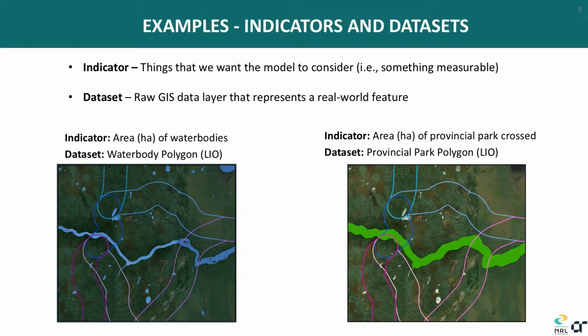So let's move to the next slide and talk a bit about indicators and data sets. Again, indicators are things we want to consider, something that's measurable. They can serve as layers in this overlay analysis, this multi-criteria analysis. Another example would be the area of water bodies affected by the construction of the road corridor, or if there are provincial parks that are crossed by the road corridor, what is the area that would be crossed by that corridor?